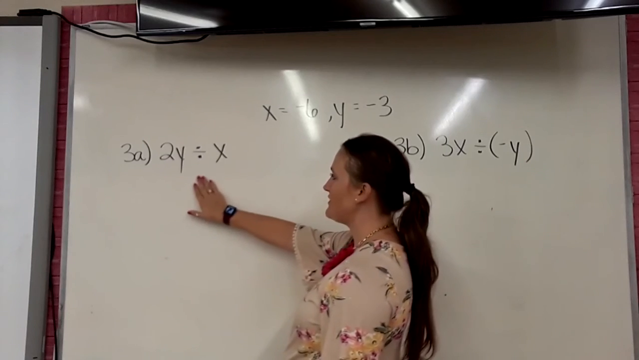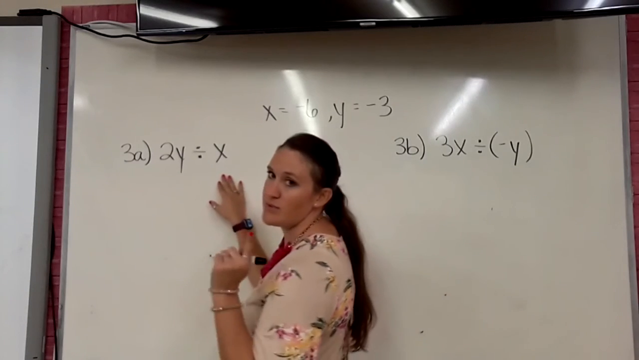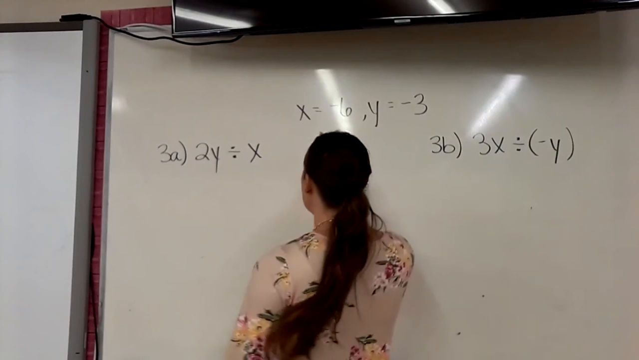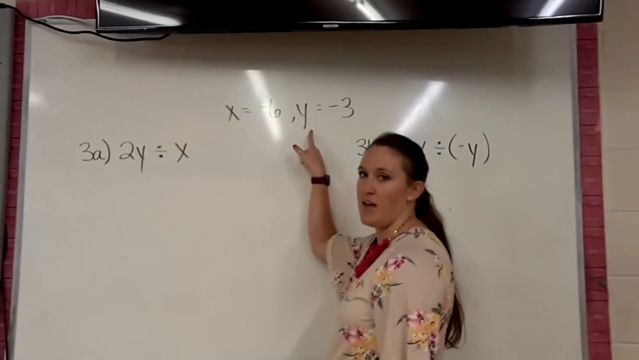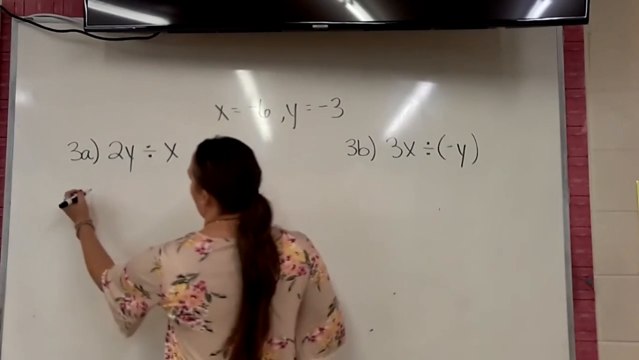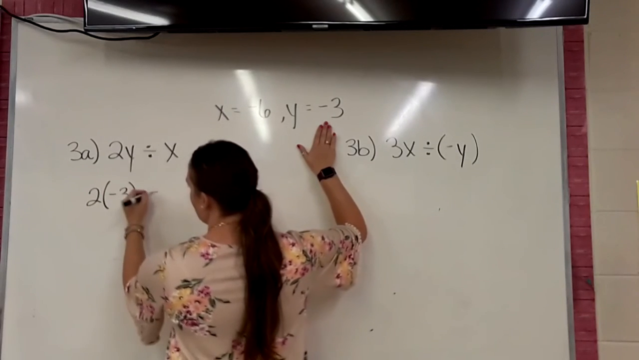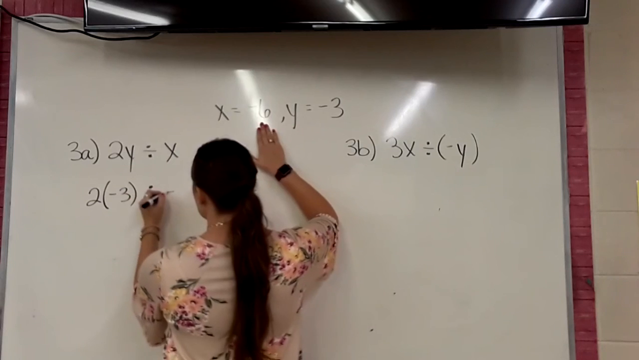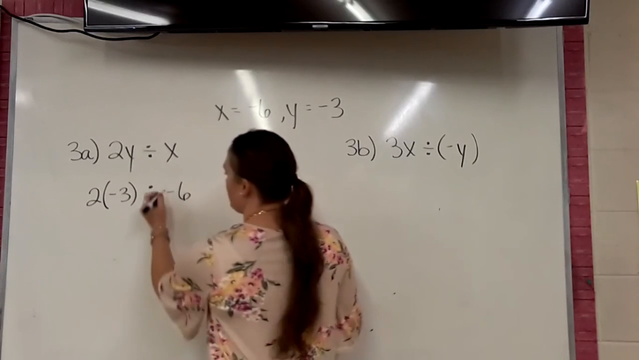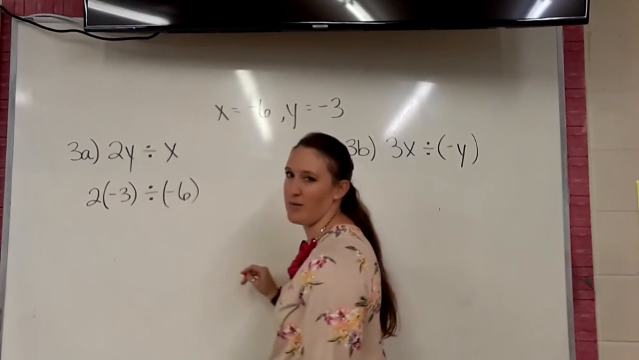All right, example 3. We have 2y divided by x. First thing we do is rewrite it, substituting in our numbers. They tell us that x equals negative 6 and y equals negative 3. So I have 2 times y, which is negative 3, divided by x, which is negative 6. I'm going to put it in parentheses just so those aren't side by side.